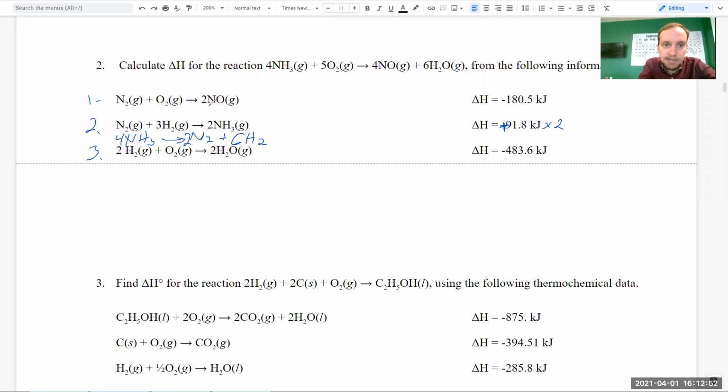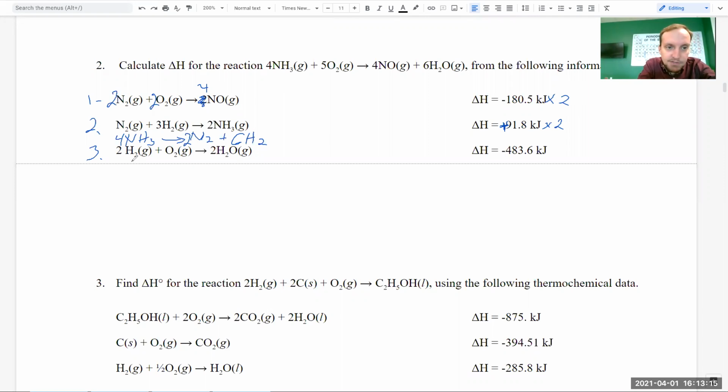What I'm noticing here, again, 2NO needs to be 4NO. So let's go ahead and try multiplying reaction number 1 by 2. So that's going to be 2N2, 2O2, and 4O, meaning I need to double that one as well. Okay, looking at reaction 3.